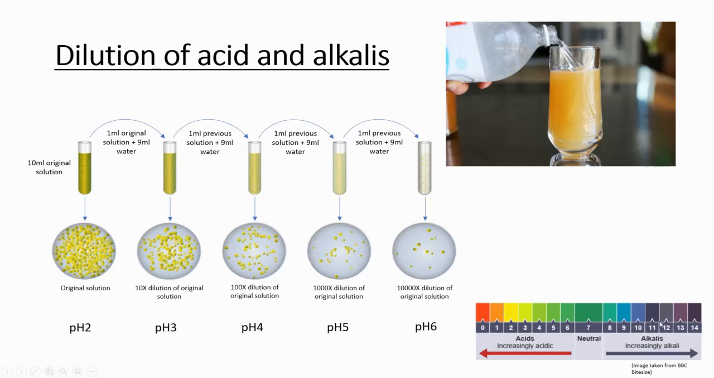We can do the same with alkalis. So if we started with an alkali of pH 13 and we diluted it down by a factor of 10, we moved the pH from a pH 13 to a pH of 12. Dilute the alkali again by a factor of 10, and you move from pH 12 to pH 11. So as you dilute an alkali, you decrease the concentration of hydroxide ions in solution, and you move the pH number closer to 7.